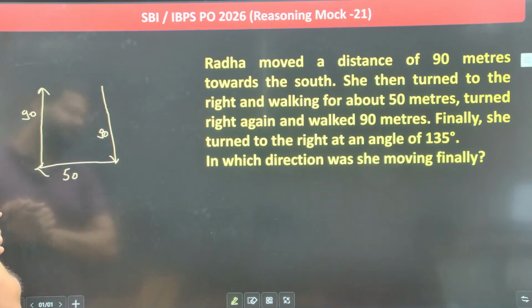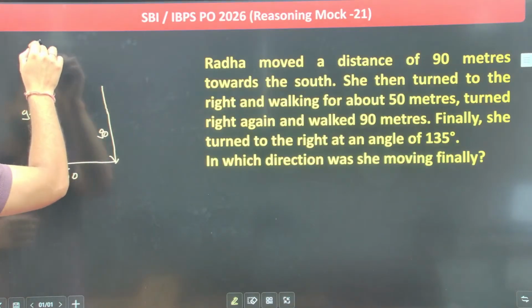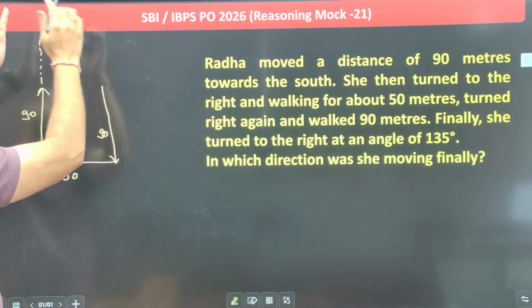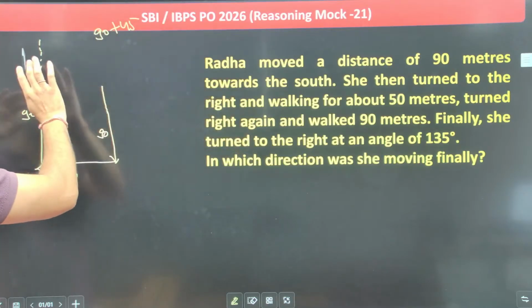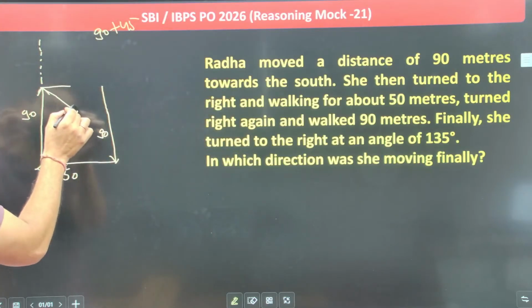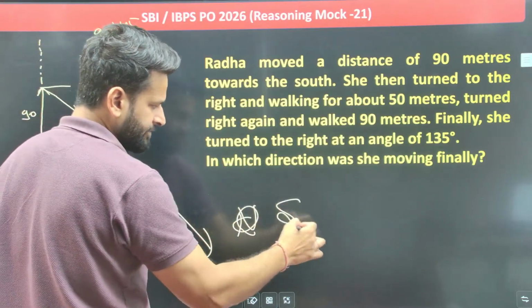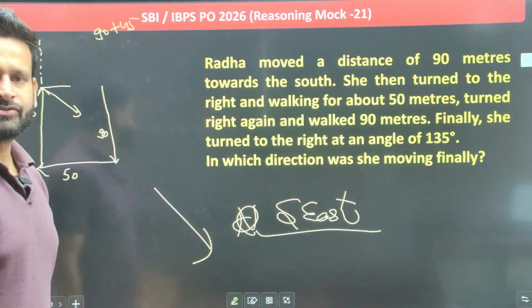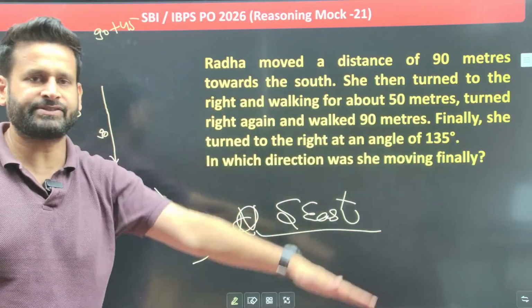Finally turned to the right at an angle of 135 degrees. If the person had not turned, she would be moving in the north direction. 135 is 90 plus 45 to her right. So I am moving in this direction. This is south and east, southeast. So now the person will be moving in the southeast direction.